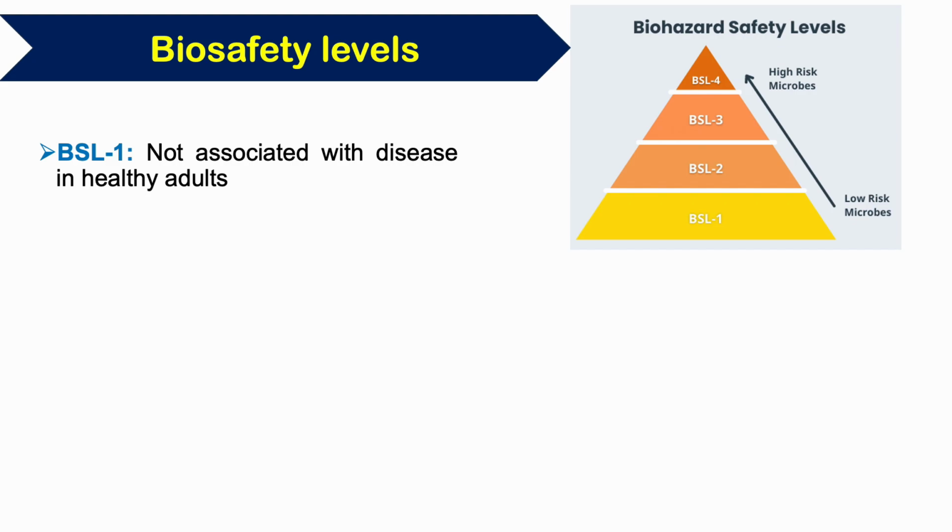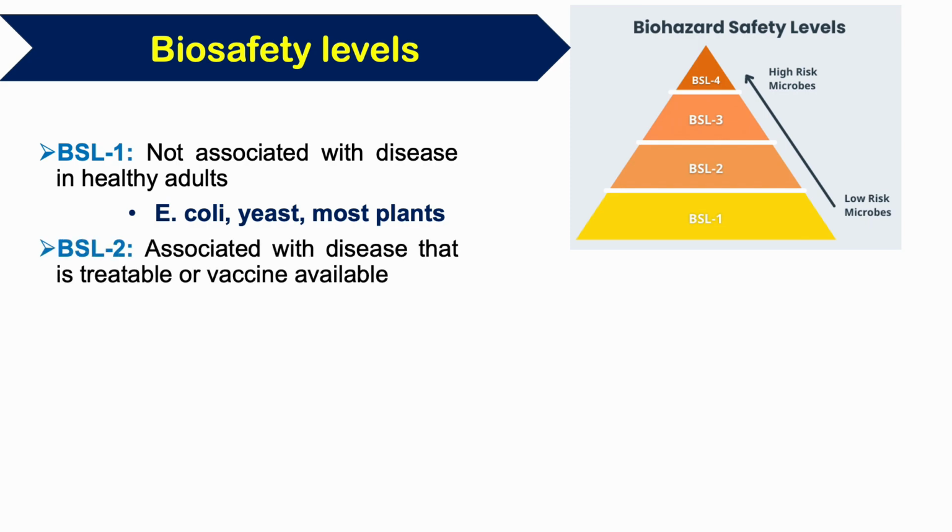Biosafety level 1 is for low risk microbes. On the other hand, BSL4, that is biosafety level 4, is for high risk microbes. And BSL1 is not associated with disease in healthy adults. In case of BSL1, Escherichia coli, yeast, and most plants are included, and these are handled in BSL1.